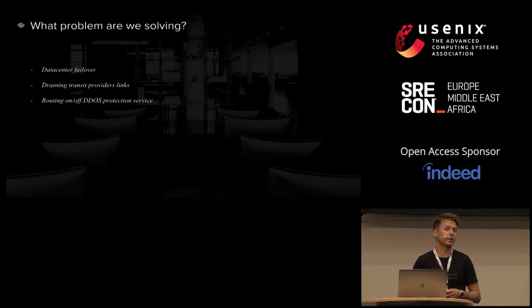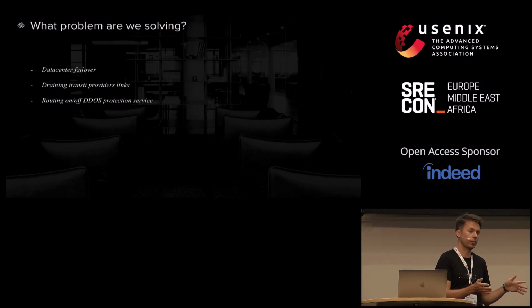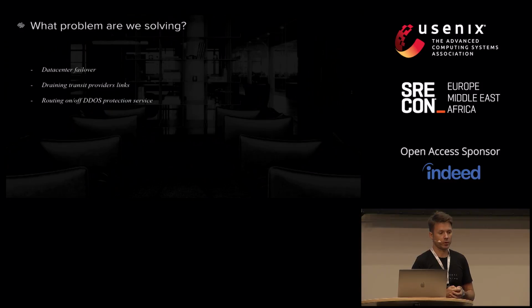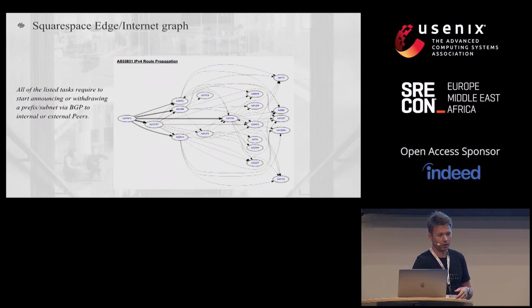Another problem is that we are running out of data centers. We have our own transit links, ISPs. When the ISP sends a notification that maintenance will be happening on this date, we have to route traffic off of that link beforehand, so we don't have any impact. And we use the route servers for that as well as routing off and on of DDoS mitigation.